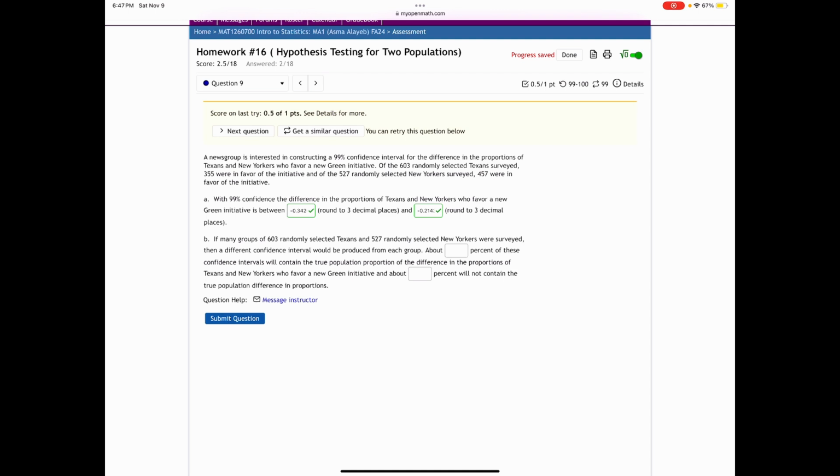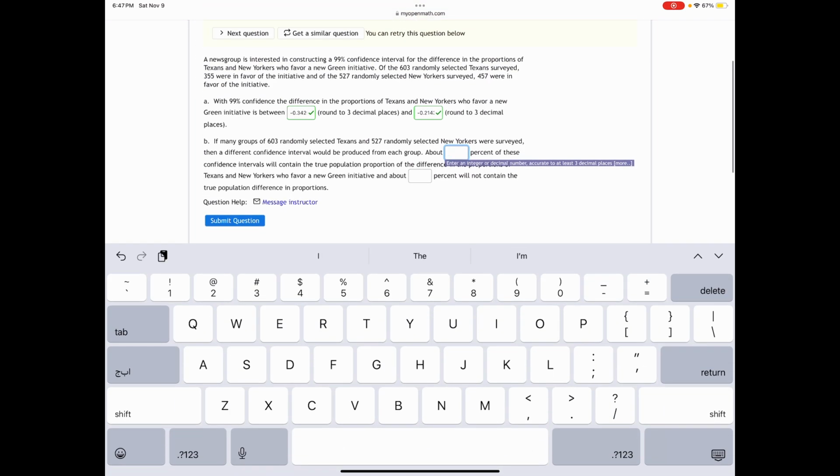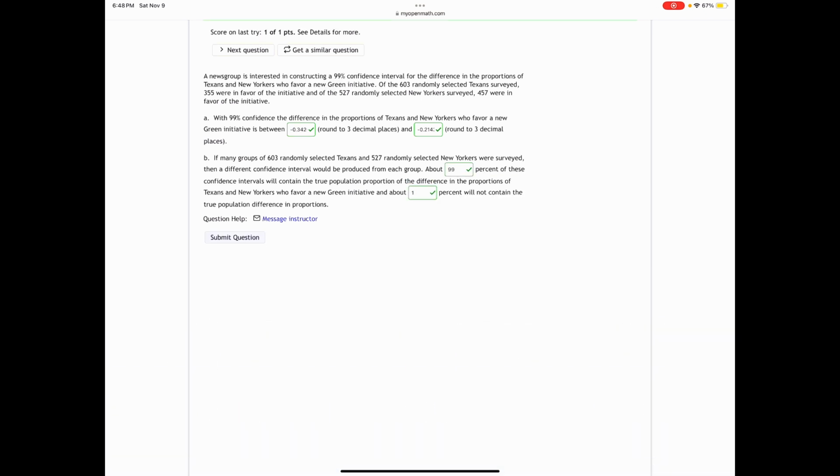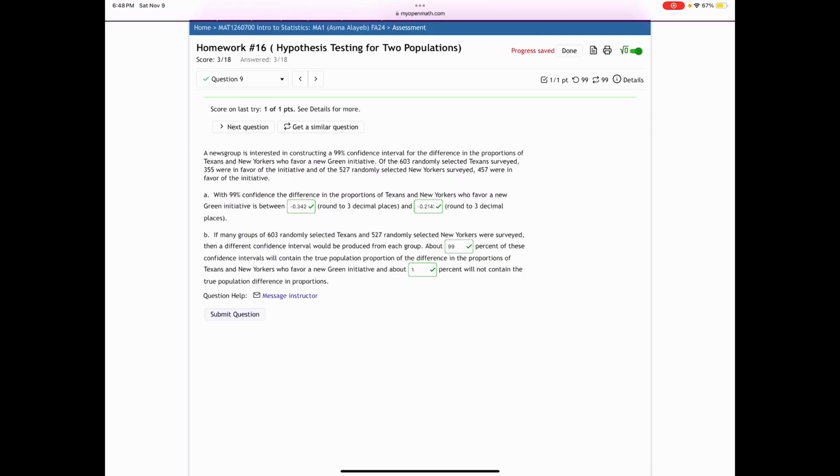which basically if we have the process done, then because the confidence level is 99, we know that 99% of the confidence intervals will contain the true population difference, while only 1%, which is the remaining, that is 100% minus 99%, will not contain the population proportion. And that is basically the interpretation of the confidence interval for difference in proportions. And that is how you should answer question number 9 and any similar question that is related to estimating a population proportion for a difference of two proportions.